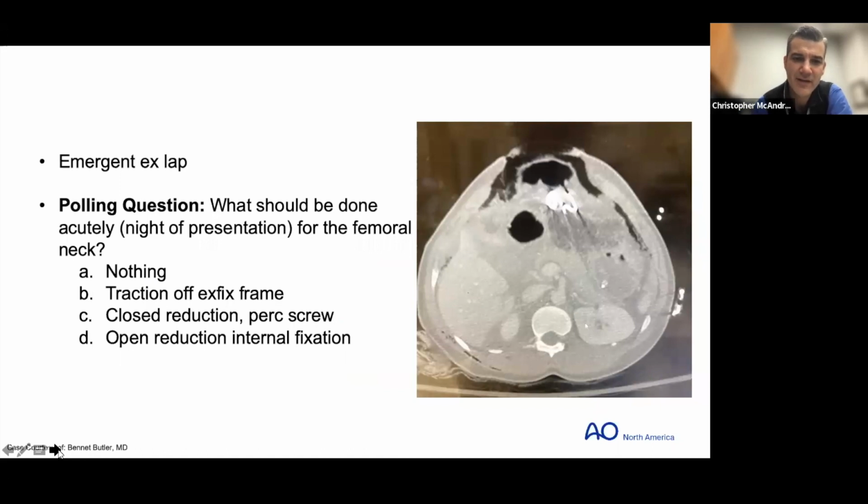And I think here's our next polling question. This is another good launching topic. What should be done acutely the night of the presentation? The patient's had an X-lap and they're in the operating room and the consult's been made. What should we do for the femoral neck fracture?